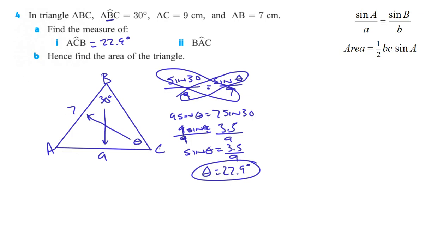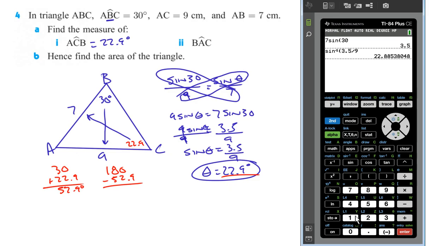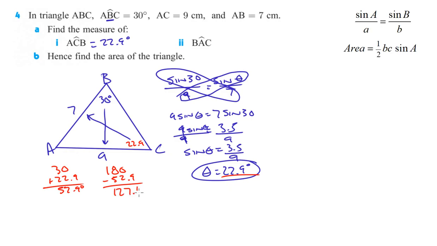angle right here is now, whoops, that eraser is pretty big. So this angle we now know is 22.9. So to figure out this one here, let's simply add 30 and 22.9 to get 52.9 degrees. And we know that all the angles of a triangle have to add up to 180, right? So 180 minus 52.9 gives us 127.1. Okay, so that's angle BAC.